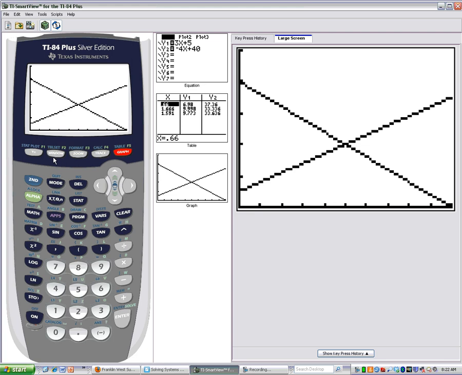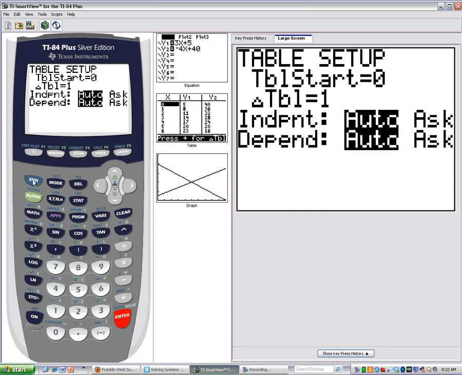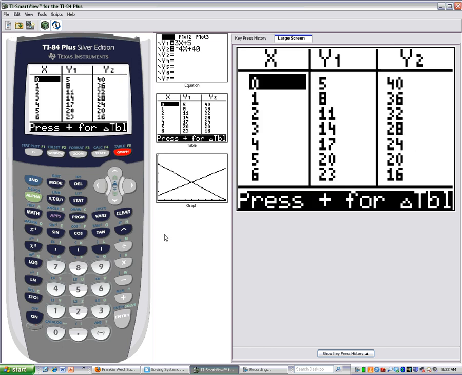The other way we can do this is we can go to a table, and I probably need to reset my table so it looks nice. I would set the table so that it starts at 0, counting by 1. When I go to table, which is right above graph, we look down the y values until we find two y values that are the same in both of my rules.